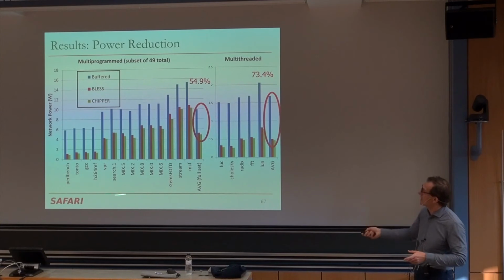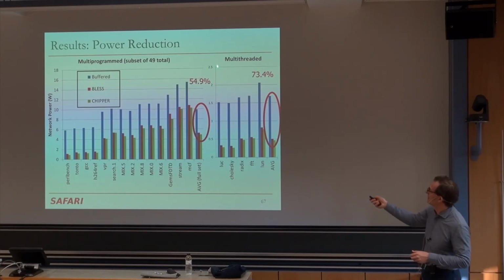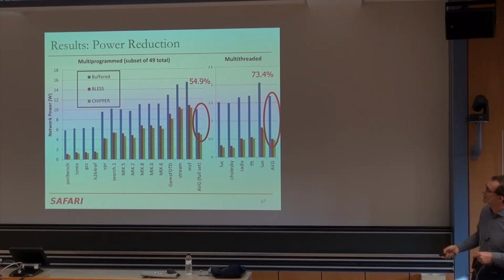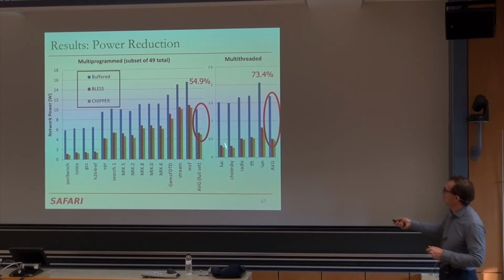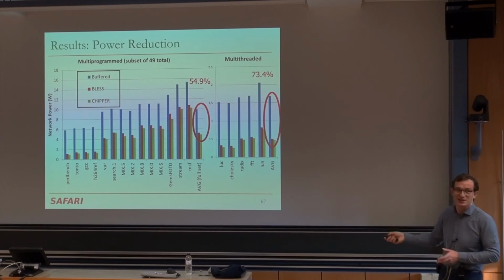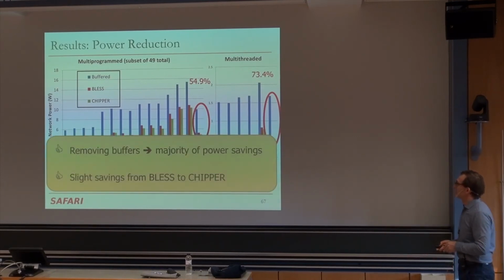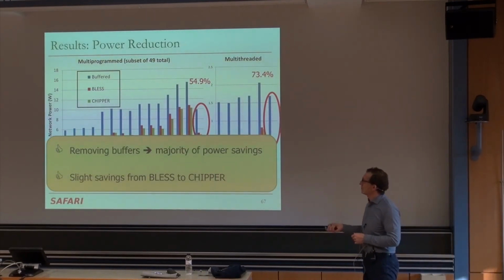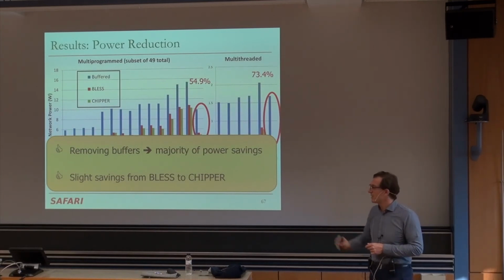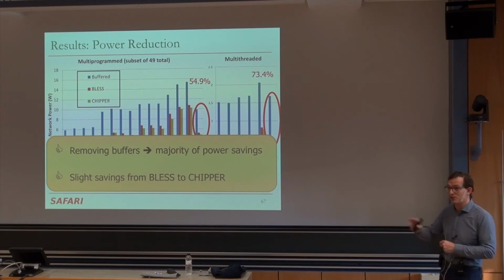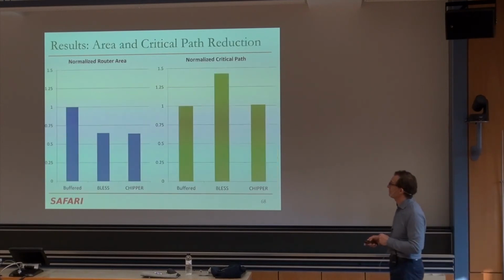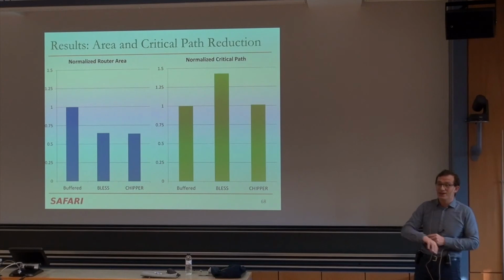And watch the scale over here. This is a much higher scale than this one, because this is the network power over here. And if these workloads are not exercising the network, their network power is inherently lower, right? Okay, so you basically get the majority of the power savings from removing buffers, and you can read the paper for a more detailed breakdown. And you get slight savings from BLESS to CHIPPER because the router is much less complex.